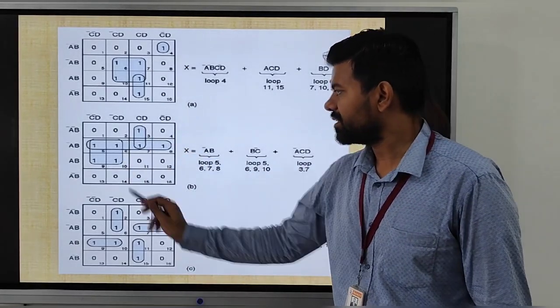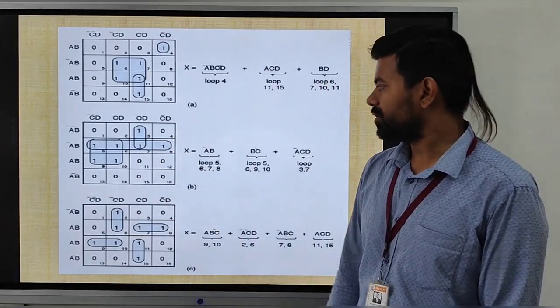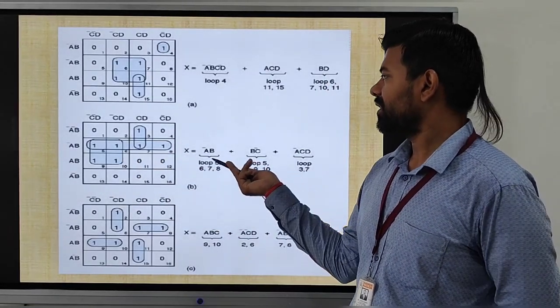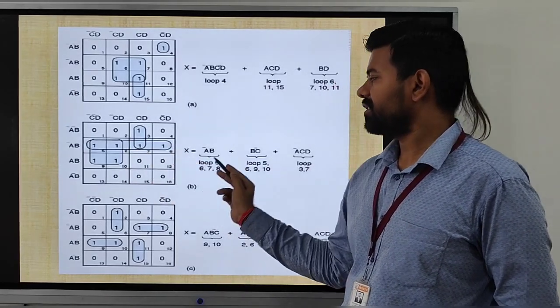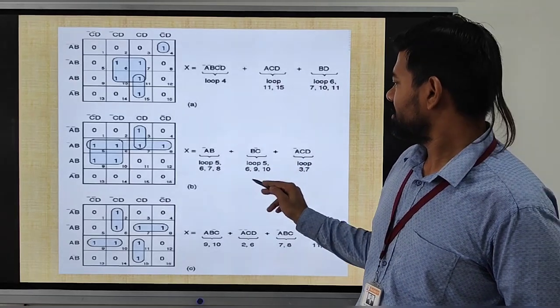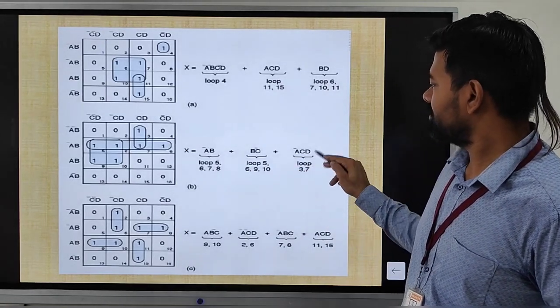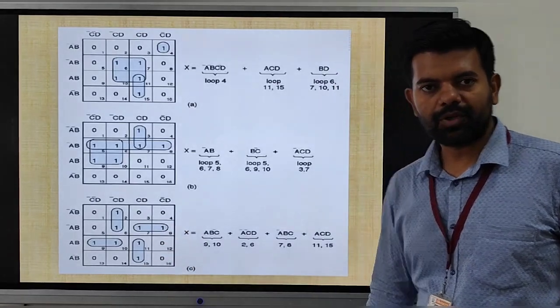See, in this case we have two 4s and 1 single loop also. So how to solve it? This is 5, 6, 7, 8. This is the 4-variable simplified form. This is again a 4-variable simplified form. This is the 2-variable simplified form, and this is another example of a loop.